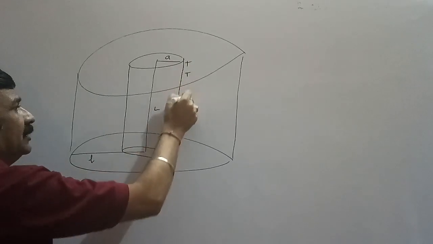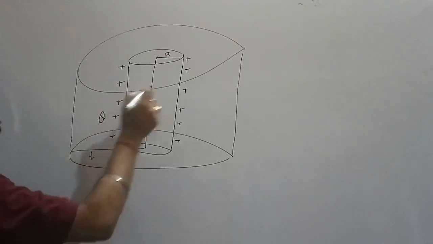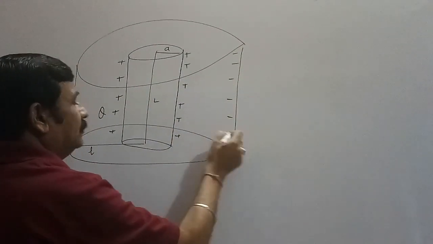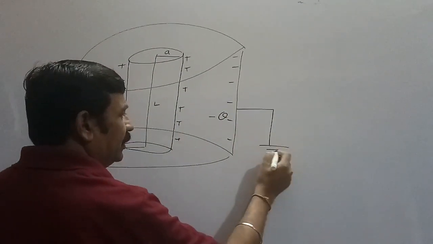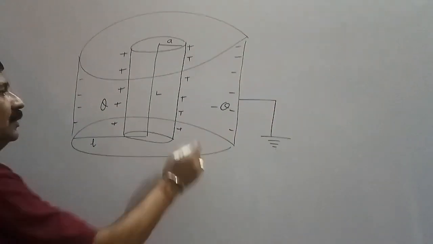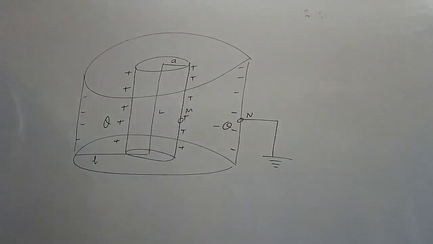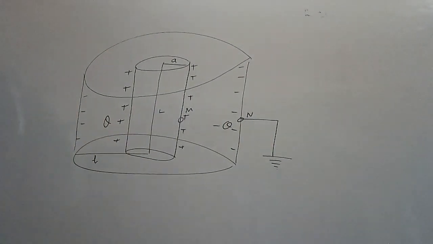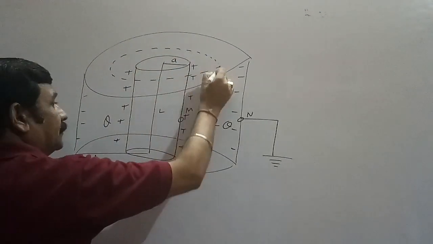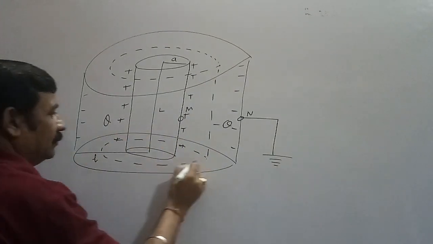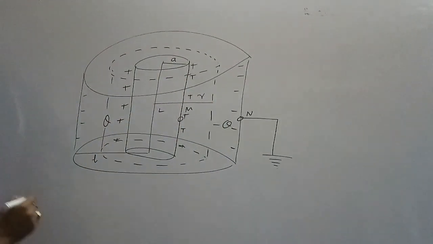The inner cylinder is given plus Q charge. Due to induction, this portion will acquire minus Q charge, and as this portion is connected with earth, there will be no charge here. Let this point be M and this point be N. We want to know the expression for the capacity of this cylindrical capacitor. Here also we assume a Gaussian surface in the form of a cylinder of radius r, and we apply Gauss theorem here.